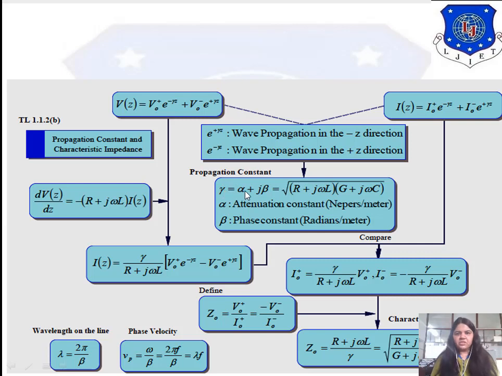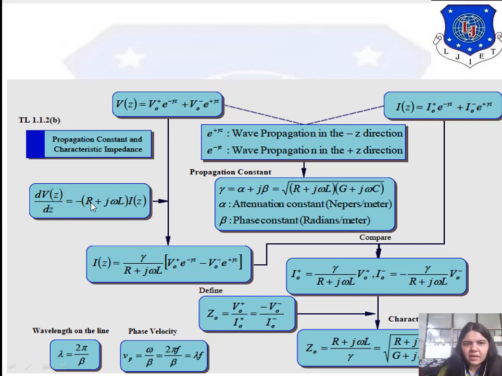So we have these two equations, and we can find the propagation constant, that is gamma is equal to alpha plus j beta. The real part, alpha, is the attenuation constant, and the imaginary part is the phase constant. The unit of alpha is Nepers per meter, and beta is the phase constant in radians per meter.